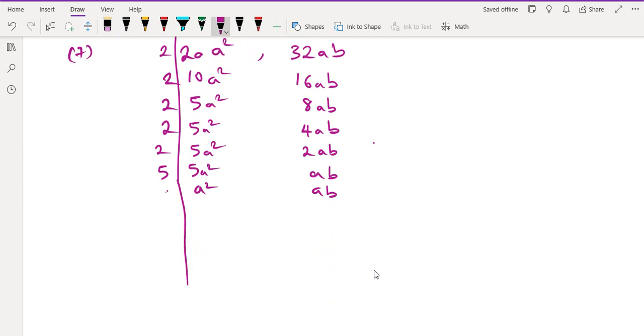So A can go. A. B. A can go. A. B. B can go. One. One. So LCM becomes what? One LCM, you multiplied everything. It gave you 160 and 8A squared B. So multiply all these numbers.